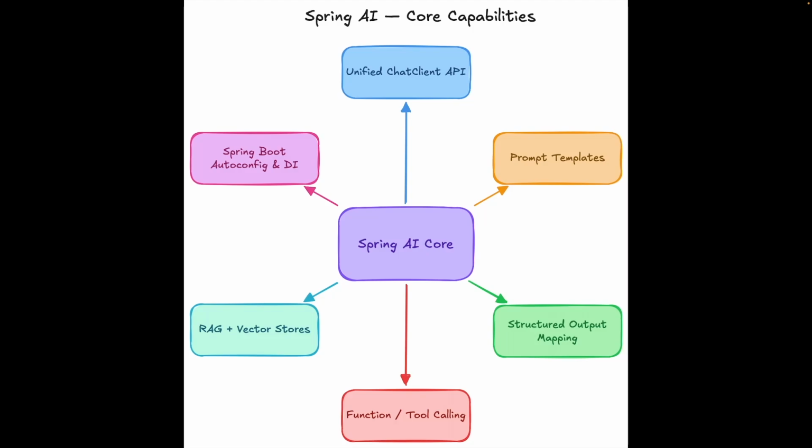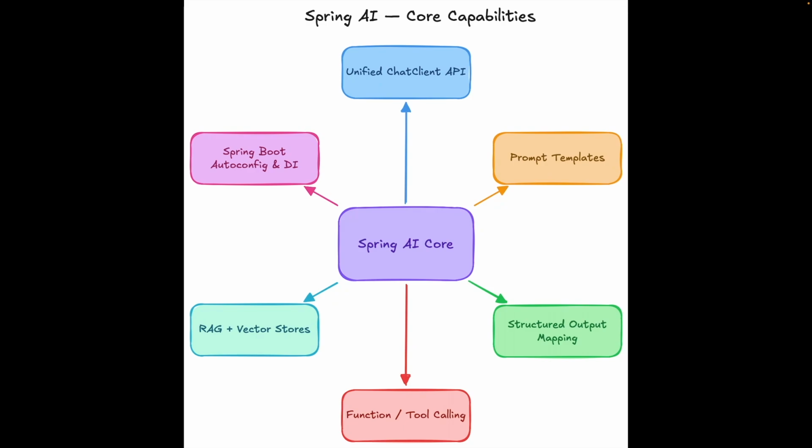That means you get a unified chat client API that works whether you're talking to OpenAI, Anthropic Claude, Google Gemini, Mistral, or like today, a local model running on your own machine through LM Studio. You get built-in support for prompt templates, structured output mapping, function or tool calling, and retrieval augmented generation with vector stores.